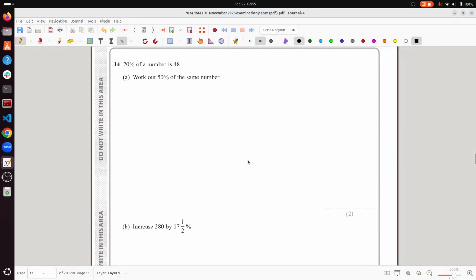Number 14 says 20% of a number is 48. Work out 50% of the same number. We have so many ways we could do this. So if 20% gives me 48, we know that 10% of that same number should give me 24, which is half of it. That means 50% is that times 5, so times 24 by 5, and that should give me 120.